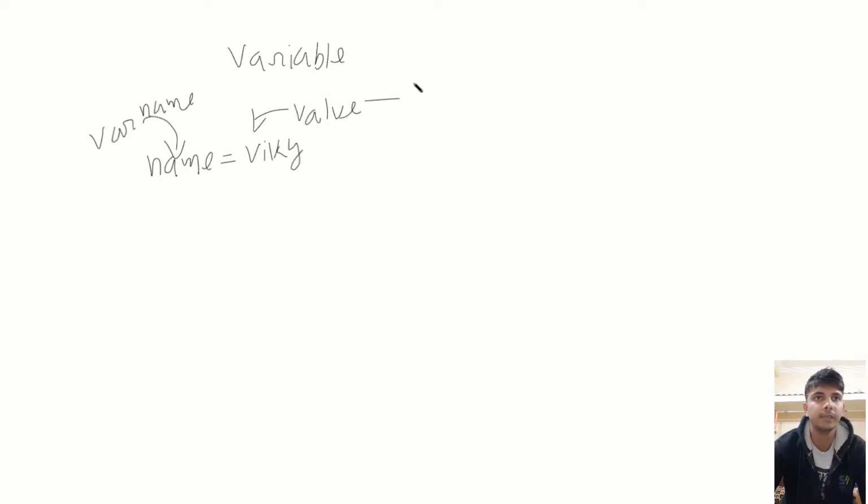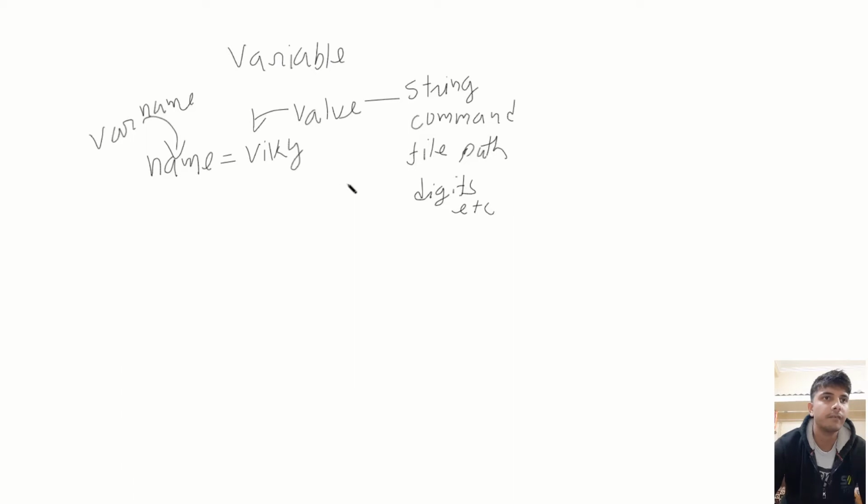Now a value could be anything. For example, it could be any string, or it could be a command, or it could be a file path, or there could also be digits, etc. So in value it could be anything. The variable name could also be anything. For example, you can also write, let's say, str. Any variable name you can give. Now the next question is who creates these variables and who uses them, and the simple answer is the processes. Any process can create a variable and any process can use a variable.